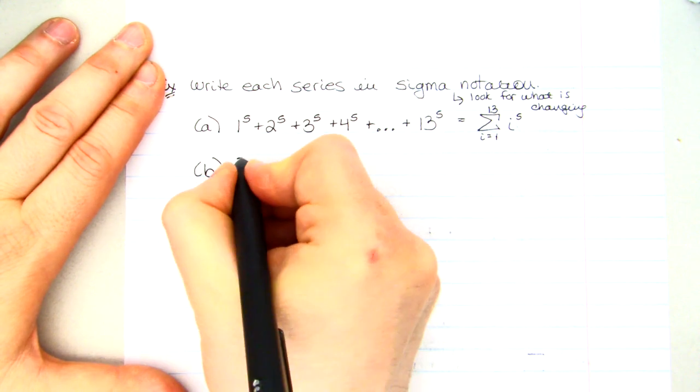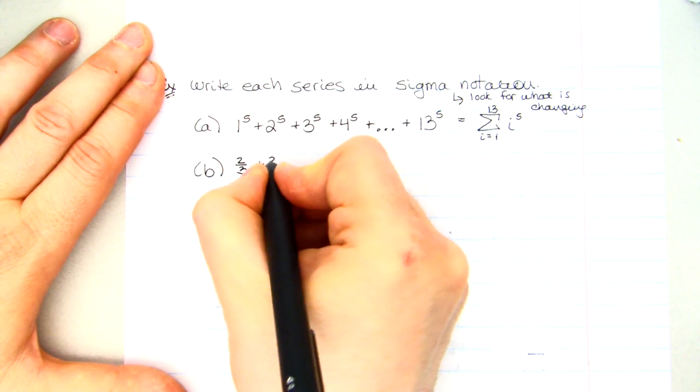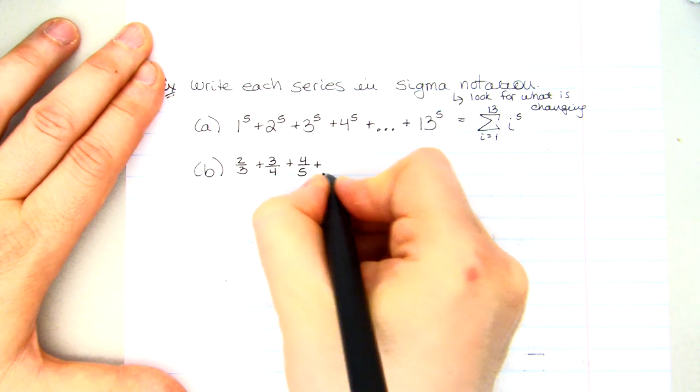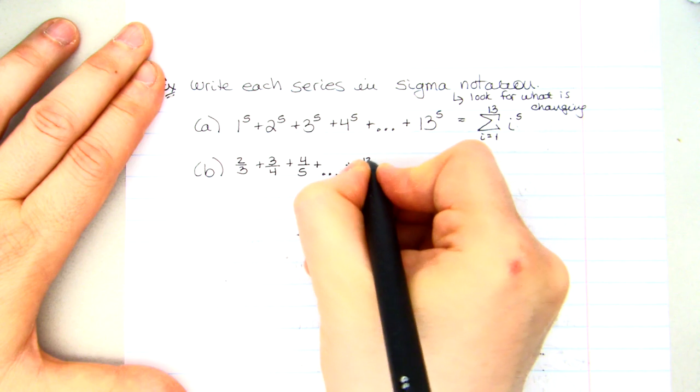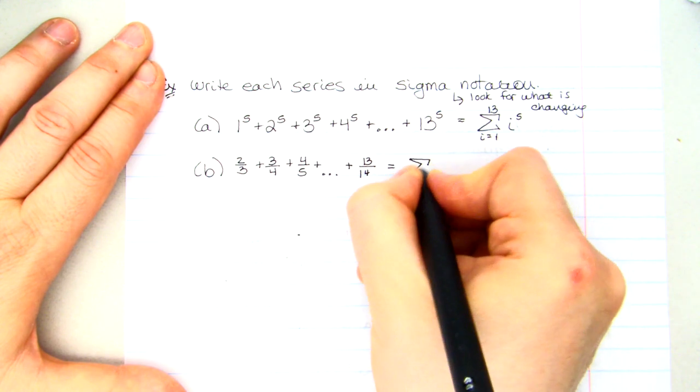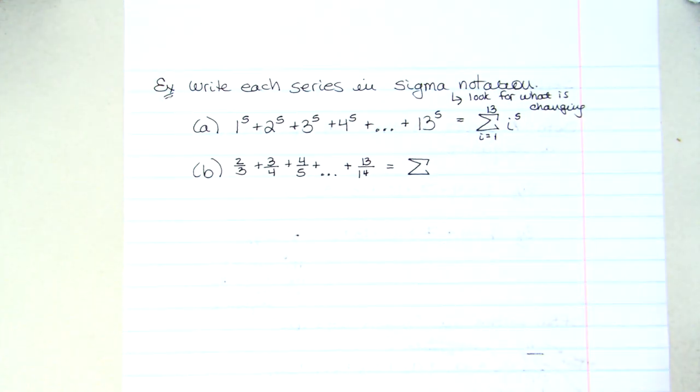Next one. Let's do 2/3 plus 3/4 plus 4/5 plus ... plus 13 over 14. I see, again, several ways to do it, but I see 2 that are going to be a lot easier than other ways.